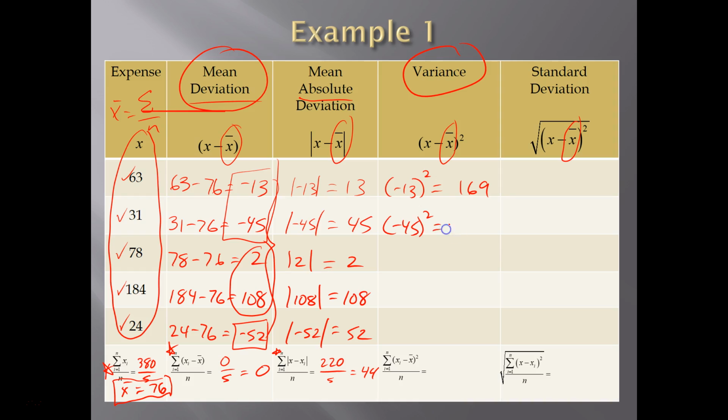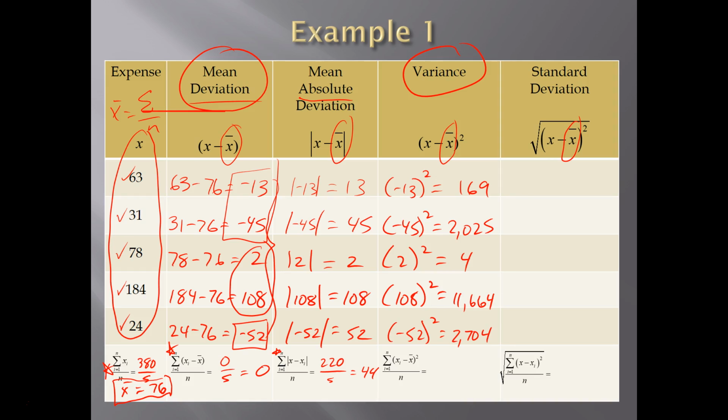So now that's 2025. Take the next one, 2, and square it. That's easy, that's 4. Take the next one, 108, and square it. Well, that's not as easy. It's 11,664. And the last one, take negative 52 and square it. This is a negative times a negative, and you get positive 2,704.